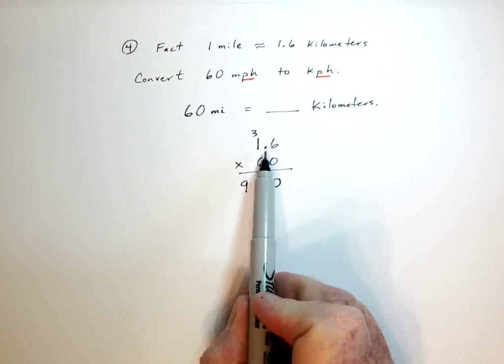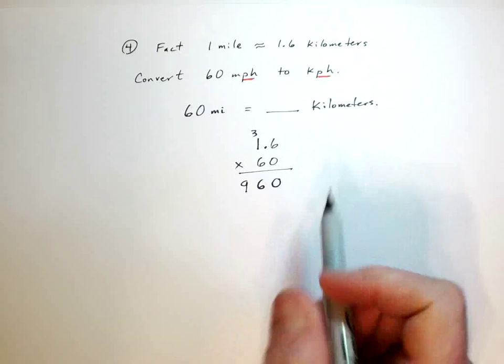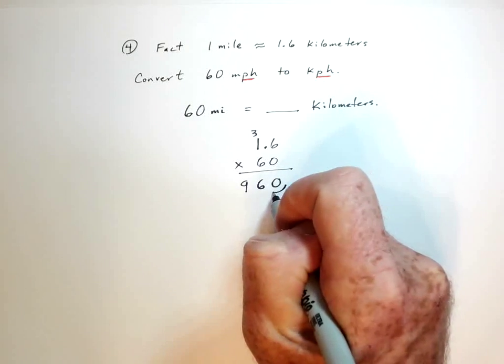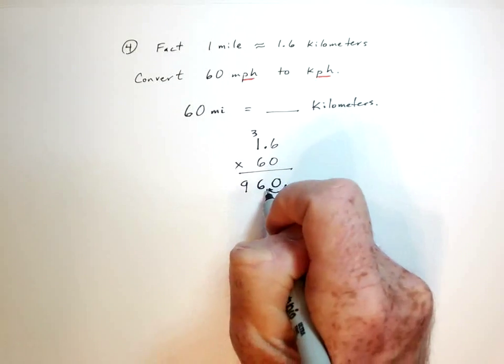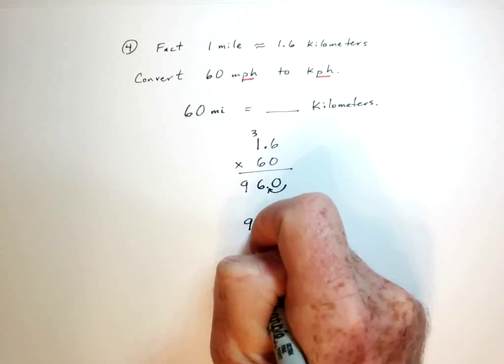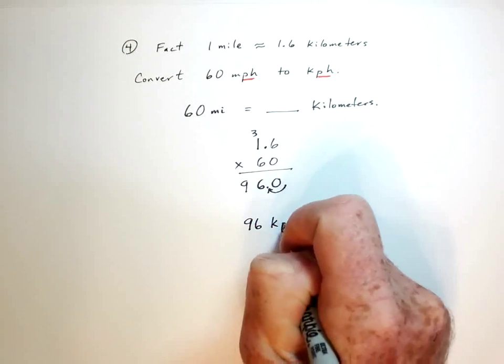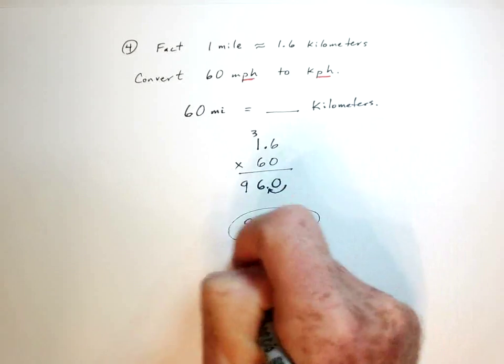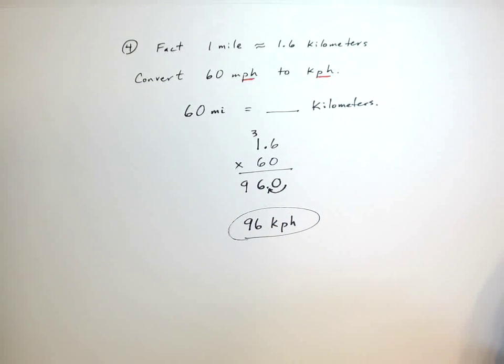And then this part is saying move the decimal over by 1. So the decimal was right here, move it over by 1, and it would go right there. So the answer would be 96 kilometers per hour. So when we're driving 60 miles an hour, then in kilometers it would be 96 kilometers per hour.